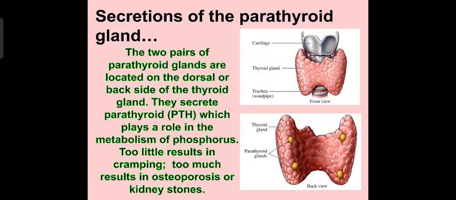Now, secretion of the parathyroid gland. Two pairs of parathyroid glands are present, located on the dorsal or back side of the thyroid gland. They secrete parathyroid hormone, which plays a role in the metabolism of phosphorus. Too little results in cramping, too much results in osteoporosis, pores in bones, or kidney stones. That is related with the parathyroid gland.